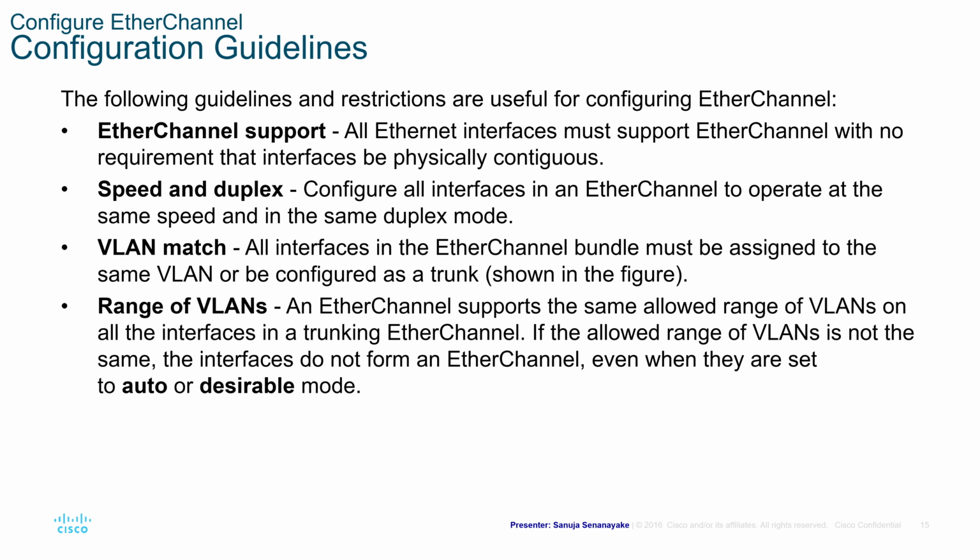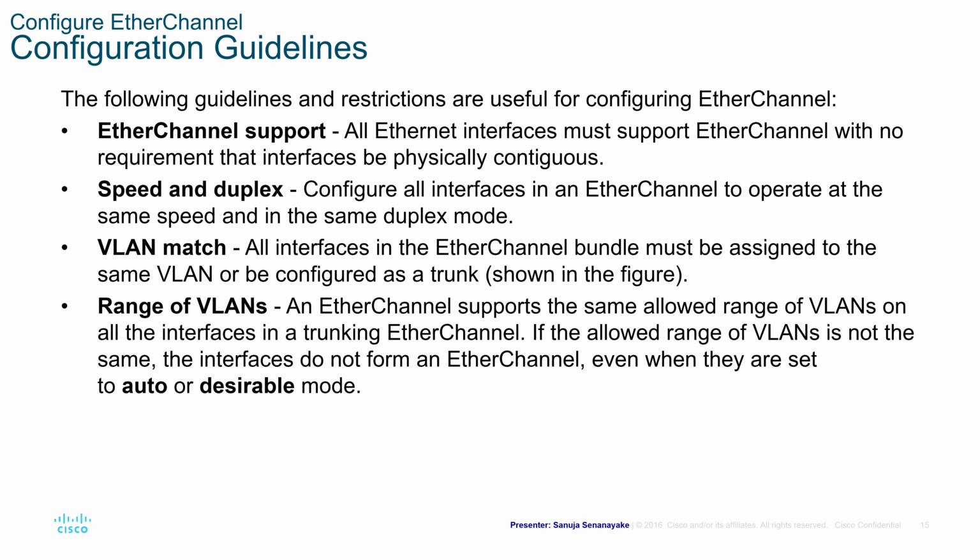We also need to look at the speed and the duplex, because remember, all those ports and interfaces should have the same speed and same duplex configuration, right? So you need to make sure that you configure all interfaces in an EtherChannel to operate at the same speed and in the same duplex mode. Otherwise, it will not be able to establish an EtherChannel. VLAN match. All interfaces in the EtherChannel bundle must be assigned to the same VLAN or be configured as trunk. I will show you the figure in the next slide.